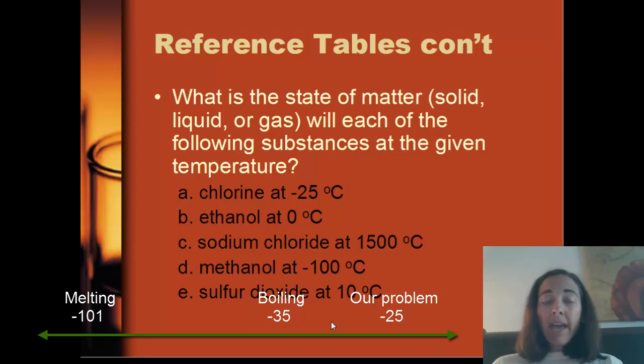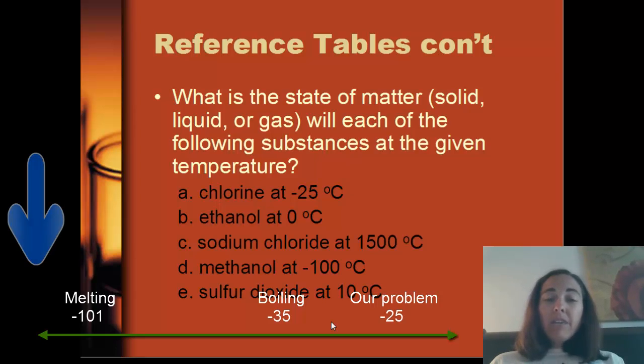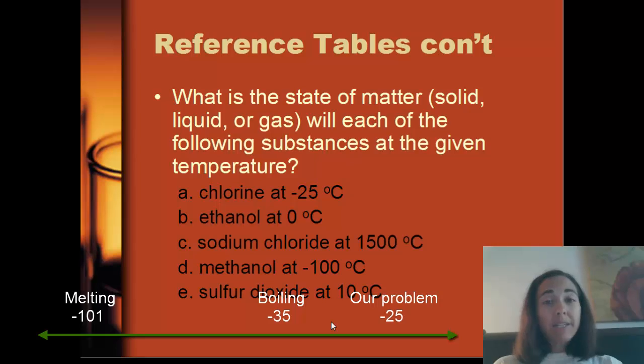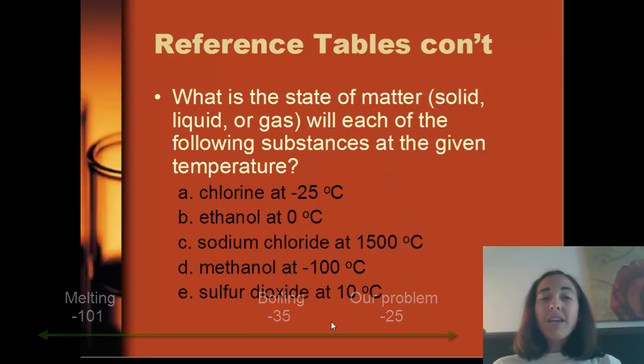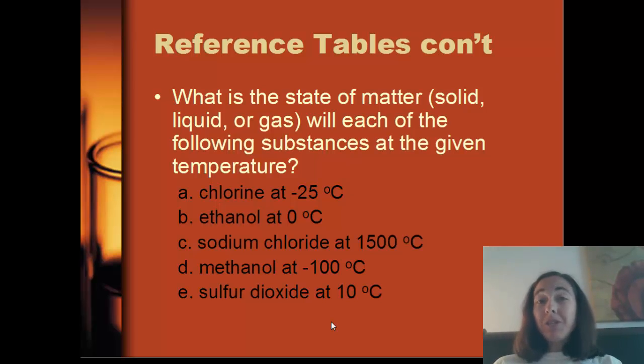Now based on that, like a number line, if chlorine is colder in this problem than the freezing point or the melting point, then you know it's a solid. If negative 25 degrees is in between the melting point and the boiling point, then chlorine is a liquid. And if the temperature of chlorine at negative 25 is warmer or beyond the boiling point, then you know chlorine is a gas for this problem. So pause the video, see what your answer is for each one of these, and we'll talk about it next time in class.